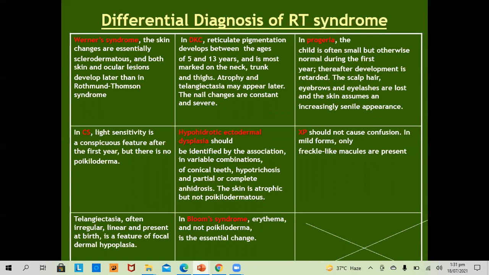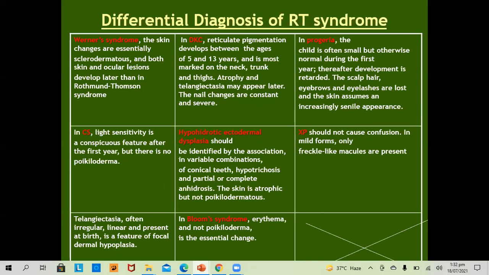This is a differential diagnosis table of Rothmund Thomson syndrome, in which other syndromes with similar features are discussed. In Werner syndrome, which is a syndrome of premature aging, the skin changes are essentially sclerodermatous, and both skin and ocular lesions develop later than in Rothmund Thomson syndrome. In Dyskeratosis Congenita, which we have discussed already, there is reticulate pigmentation developing between the ages of 5 and 13 years. That is most marked on the neck, trunk, and thighs, not on the face. Atrophy and telangiectasias appear later, and nail changes are significant.